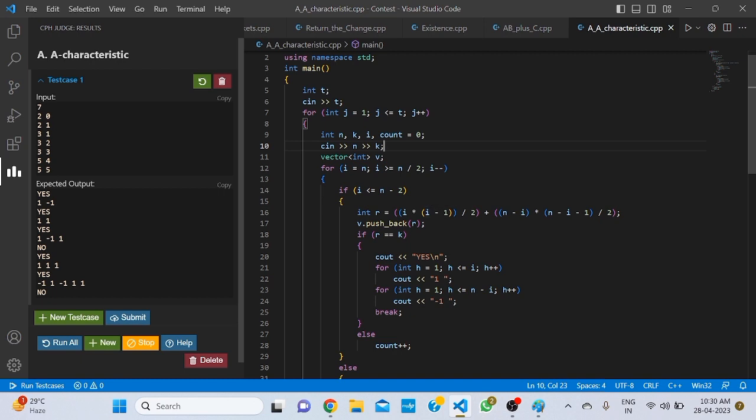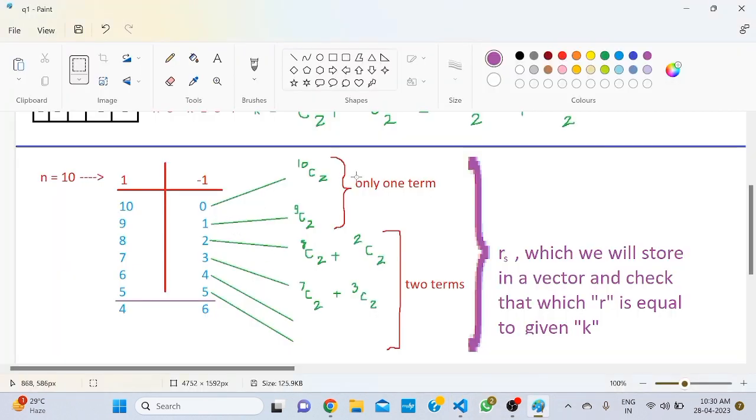So we have declared one variable r, which we will store as nC2 plus (n minus i)C2, or we can say iC2 plus (n minus i)C2, whose formula is written i into (i minus 1) by 2 plus (n minus i) into (n minus i minus 1) by 2. Why we have written this? Because for the terms excluding the first two terms, the formula is iC2 plus (n minus i)C2.